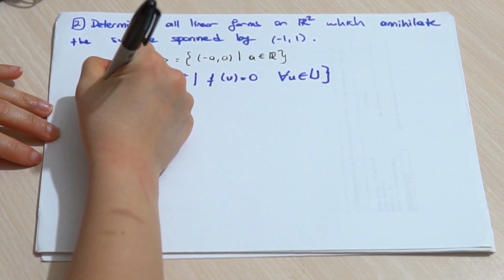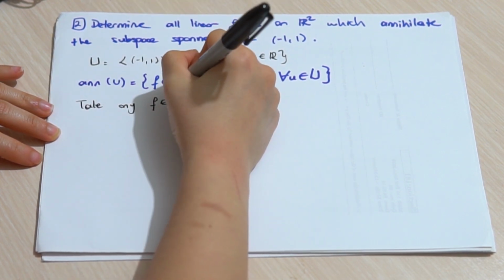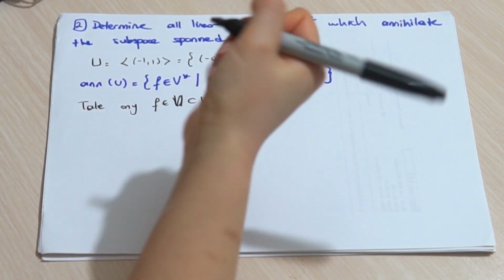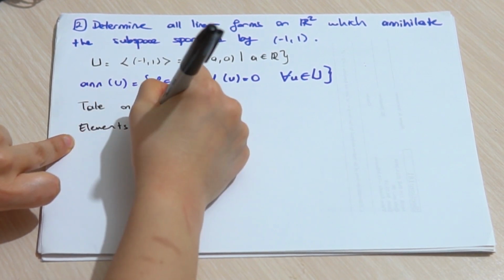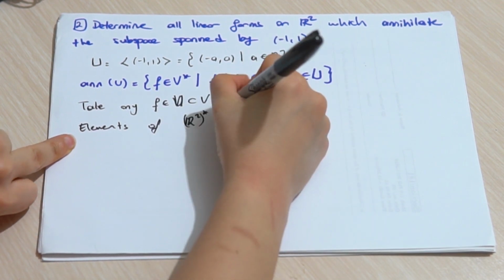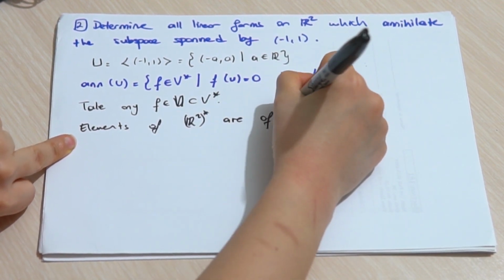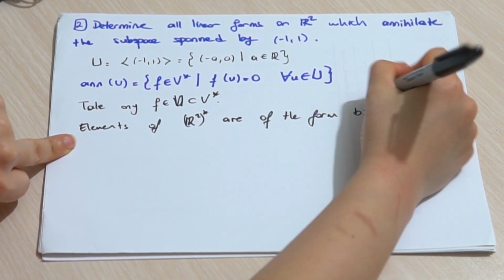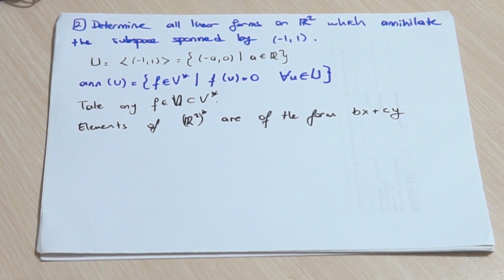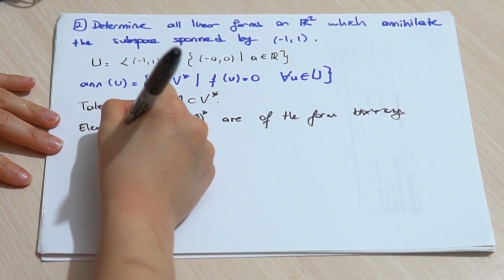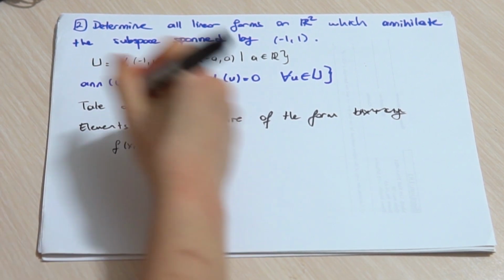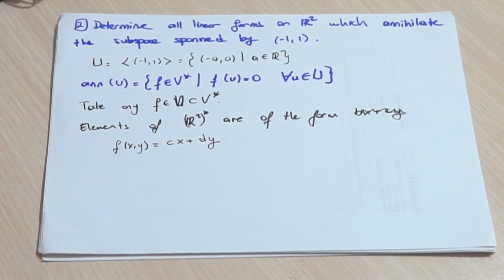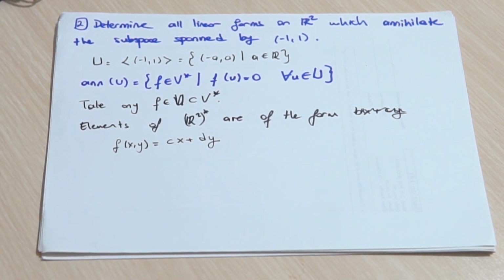Now we need to find how the elements of this space look. Now take any f in the annihilator of U. This is also in V star, right? And elements of R^2 dual are of the form f(x, y) is equal to cx plus dy. Sorry, I wrote b before. Now we need to find the form of this f.